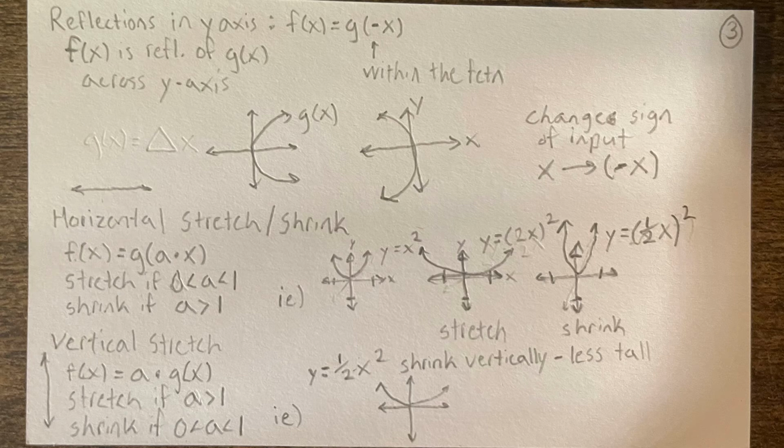For example, the parent function of the quadratic family is y equals x squared. It is a parabola that opens up. The graph of the function y equals the quantity of 2 times x squared is a parabola similar to the parent function, but it is stretched by a factor of 2 horizontally.